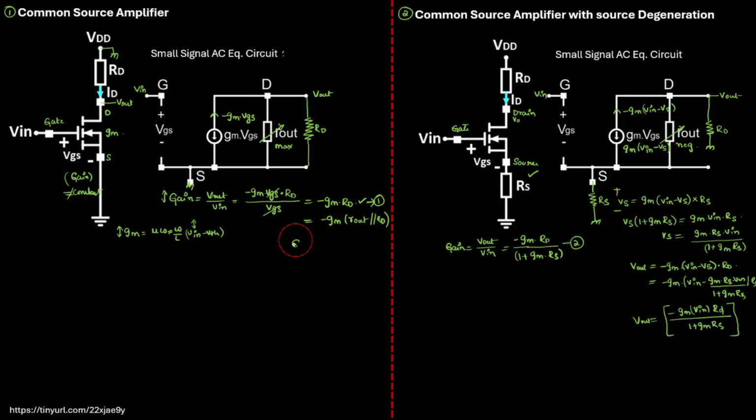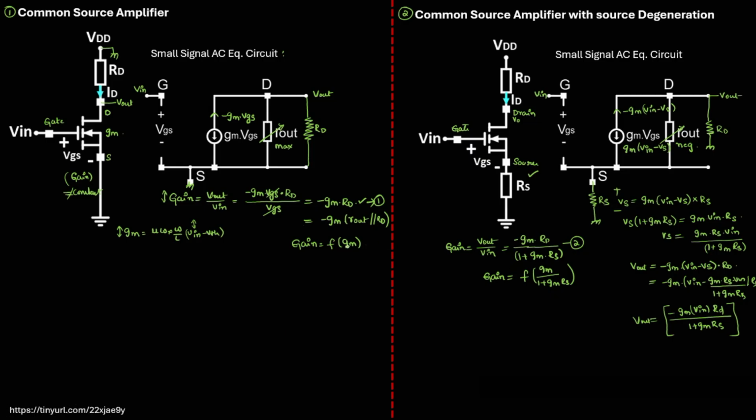So here the gain is a function of Gm, right? It's also a function of Rd, that is, you keep it as it. So gain is a function of Gm into the function of Rd. So here the gain is a function of Gm by 1 plus Gm times Rs. So this is the difference.